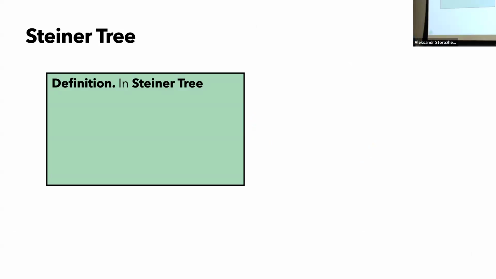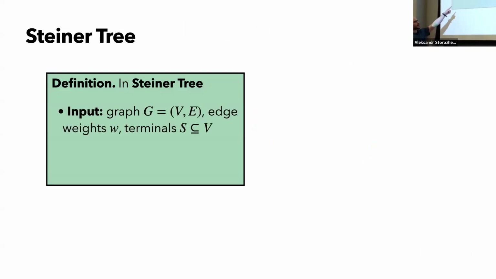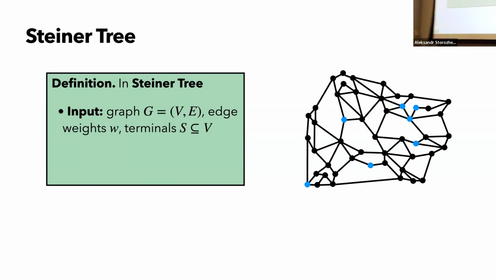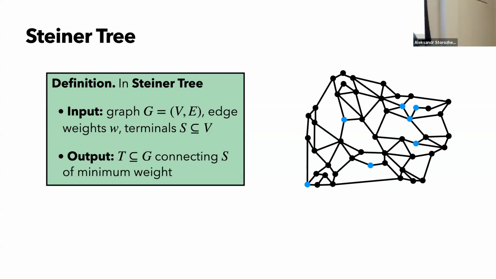So as a reminder, in this problem, we're given a graph. Edges have non-negative weights, and we're also given a subset of terminals, which is a subset of the vertices. So an instance is something like this, where in blue I have this terminal set of vertices, and a feasible output in Steiner tree is just a subset of the edges, a subgraph, which connects all the terminals, where my goal is to minimize the total weight of the edges that I choose. So for instance, this set in blue is a feasible solution.